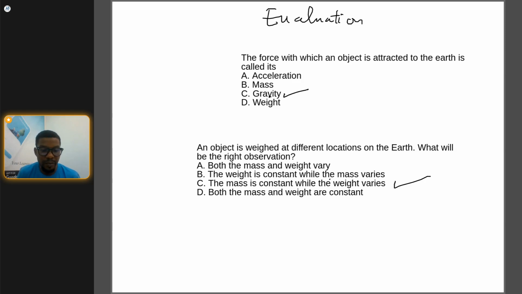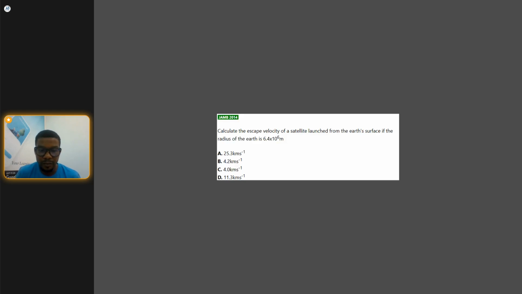So we have a UTME question, 2014. Calculate the escape velocity of the satellite launched from the Earth's surface if the radius of the Earth is this value. So I'm waiting for your response.